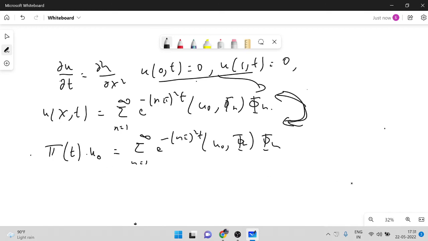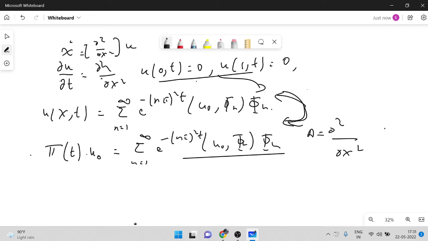Now how do I get my operator A from this? If I differentiate this particular expression and put t equals 0, I must get my operator A, which is nothing but dou square by dou x square, right? So this is basically x dot equals dou square by dou x square of u. So now let us differentiate and set t equal to 0. What you will get is A times u0 equals sigma n equals 1 to infinity e power minus n pi whole square into 0, into minus n pi whole square.